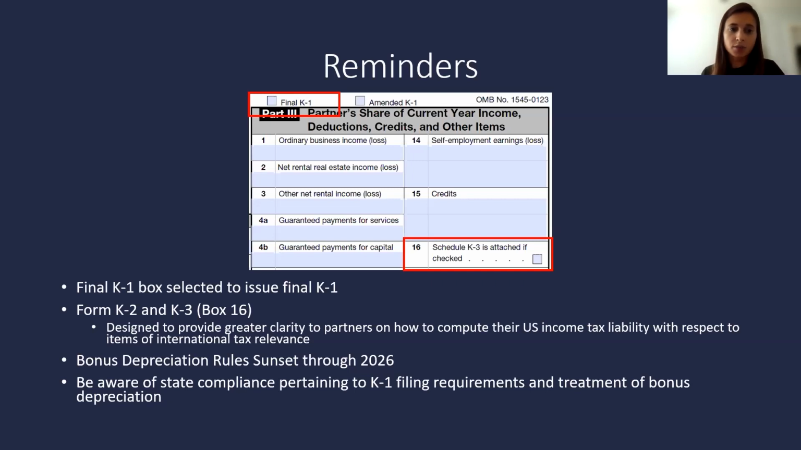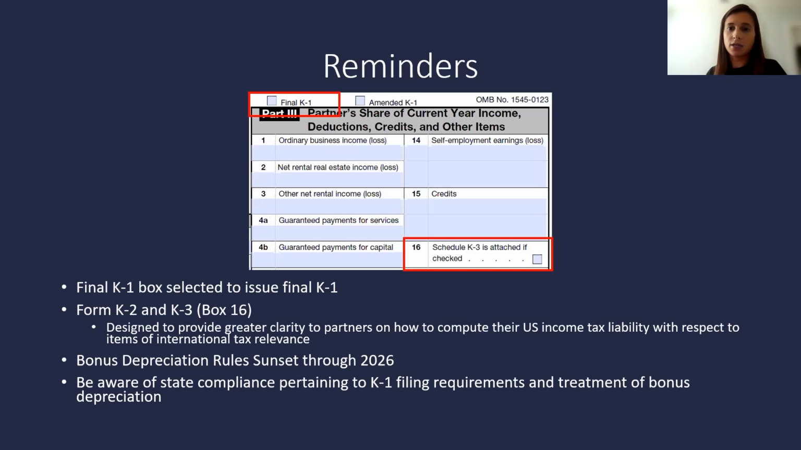Like I said before, the bonus depreciation rules are sunsetting, officially through 2026, with no bonus depreciation allowable in 2027. That just means this year you can take 100% of your bonus depreciation. Next year it's 80%. The following year it's 60%, with some nuances. So we're still maximizing what we can while we can.